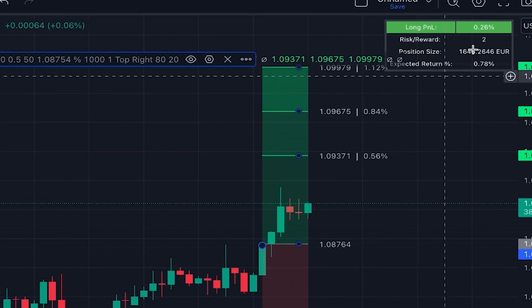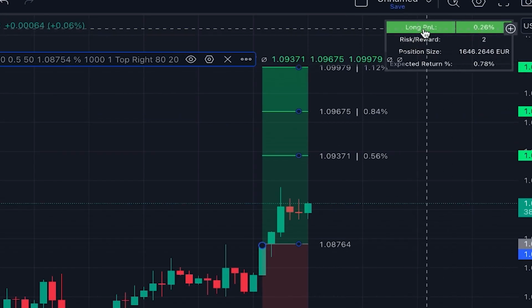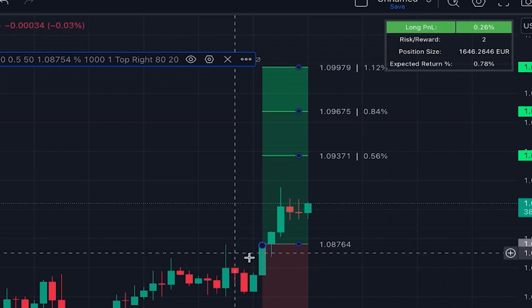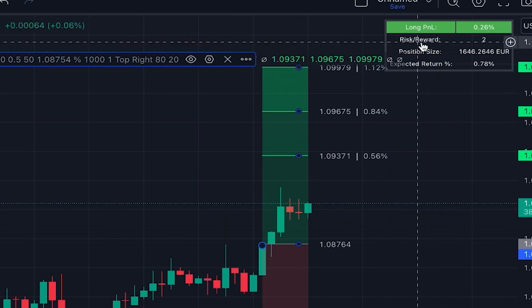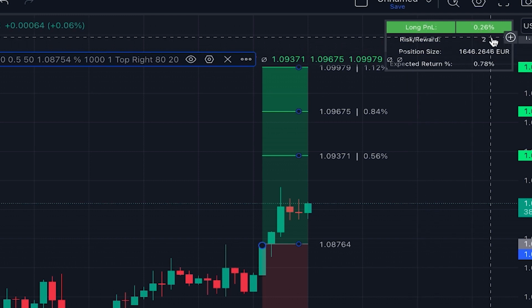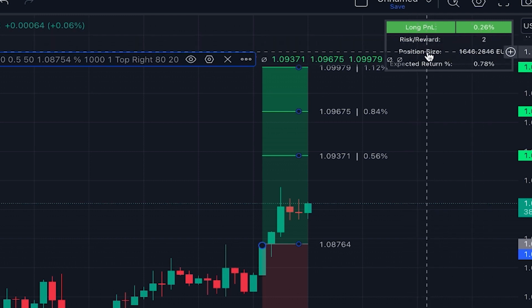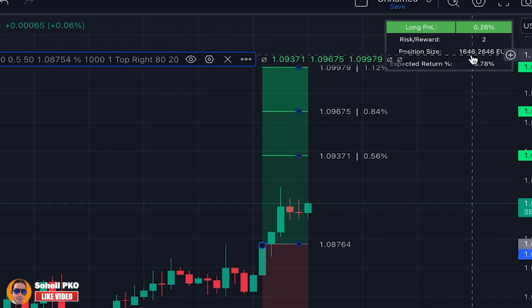Alright, here we have a table that in the first row shows the current profit and loss for this position. Here the second row shows the max risk to reward ratio, which is 2, and here it shows the position size, the amount that we must buy, that is calculated based on the stop loss, and the risk and account size that we defined.